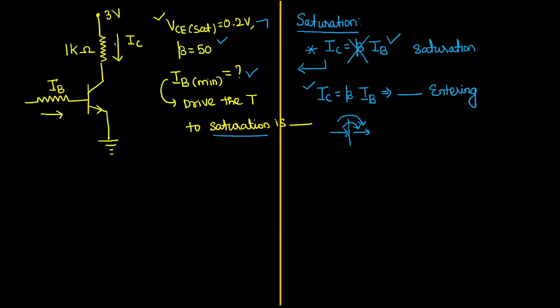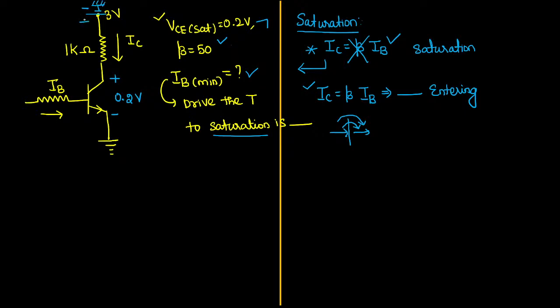அப்போ நம்ம என்ன பண்ணிக்கலாம்? As usual, they have given collector to emitter voltage. When we are just entering saturation region குள்ள enter ஆகும்போது expected voltage என்ன? 0.2 voltage. Just we are entering into saturation region. Beta value is given. Now if you apply KVL, you know how to highlight this battery polarity.